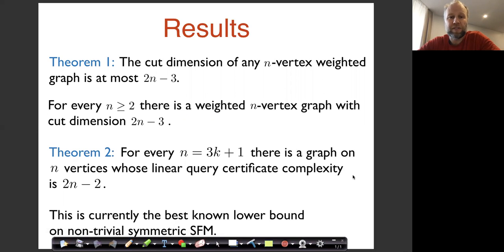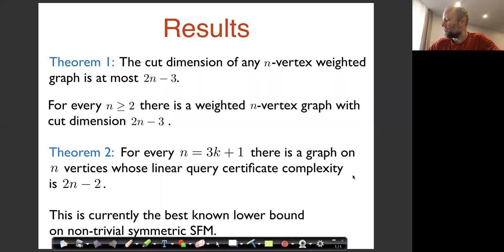So our first result exactly characterizes the cut dimension. So we showed that the cut dimension of any n-vertex weighted graph is at most 2n minus 3. And for every n greater than or equal to 2, we construct graphs that realize this bound, that have cut dimension 2n minus 3. Okay.